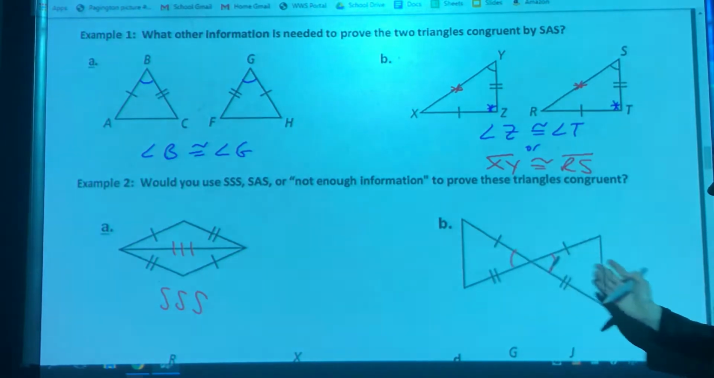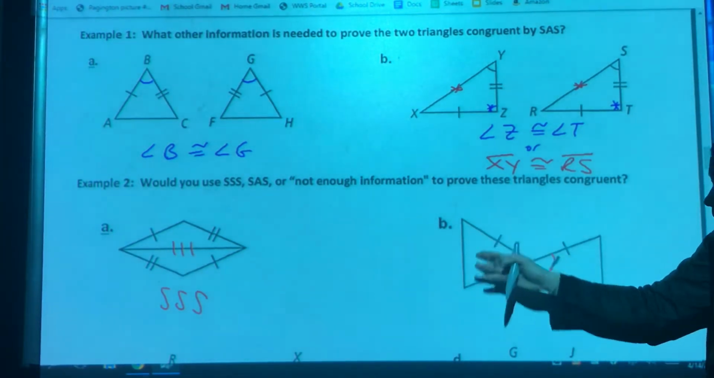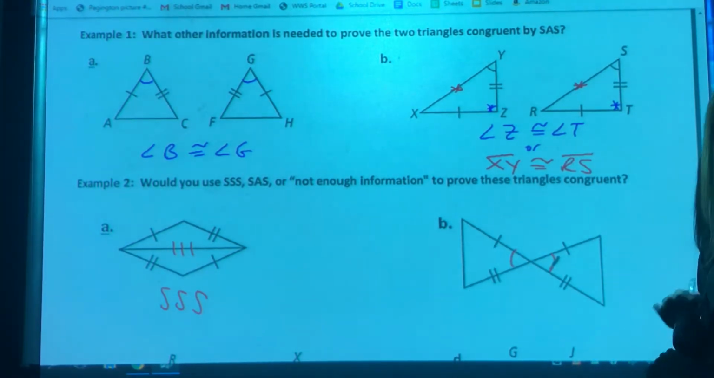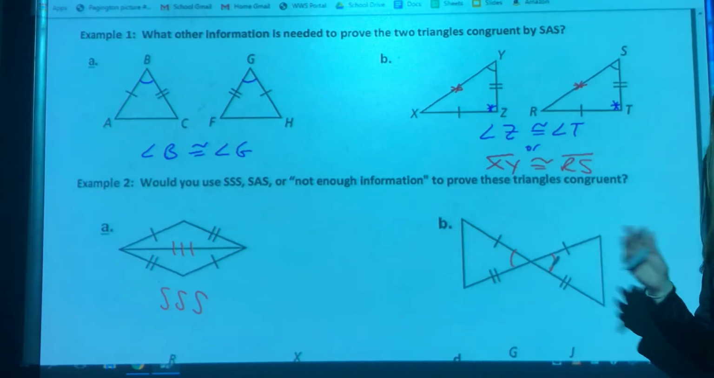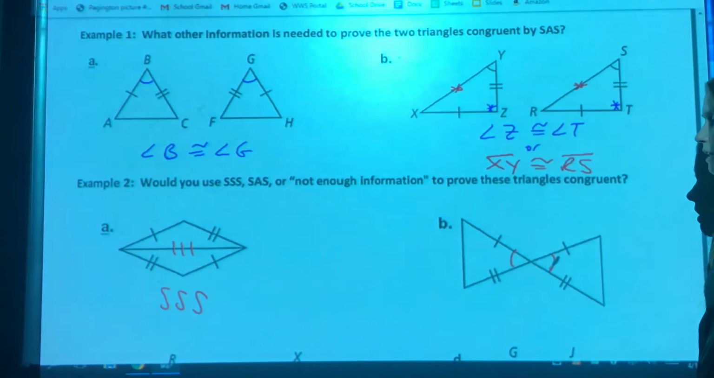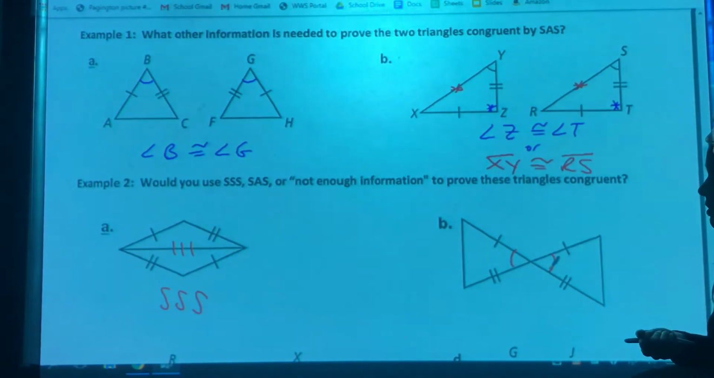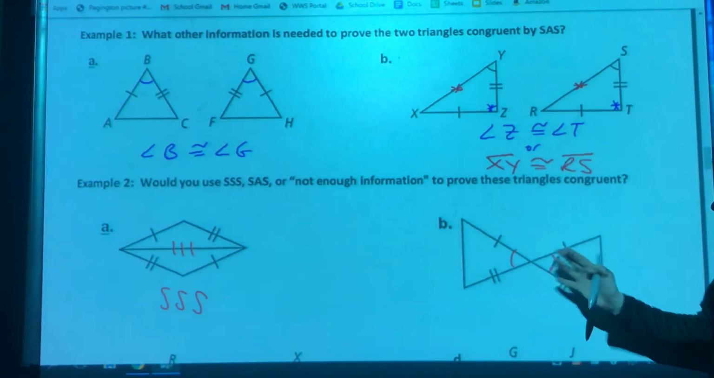Yes, maybe these lines look congruent or parallel. Maybe these angles look congruent. But I do not know that for sure, so I cannot just start marking a bunch of things on the pictures. I have to go with something that I know for sure. Okay, so this is all I know.